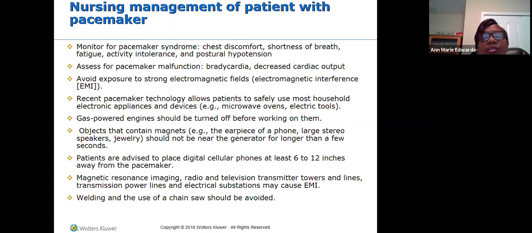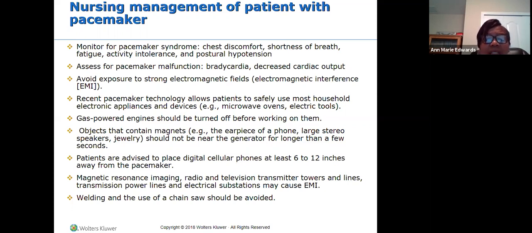Recent pacemaker technology allows patients to safely use most household electronic appliances and devices like microwave ovens and electrical tools. Gas-powered engines should be turned off before working on them. And objects that contain magnets, like the earpiece of a phone, large stereo speakers, and jewelry that contains magnets, should not be near the generator for longer than a few seconds.